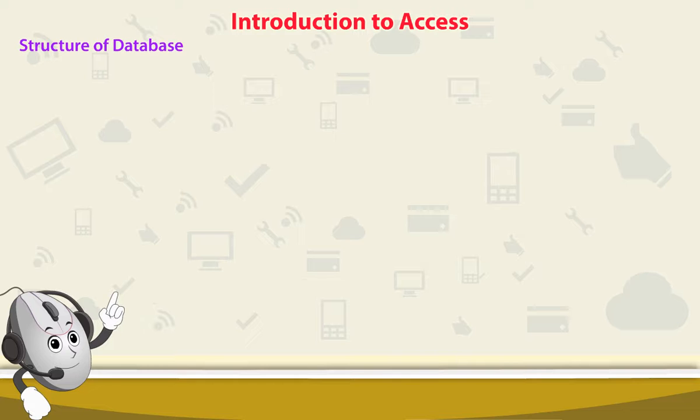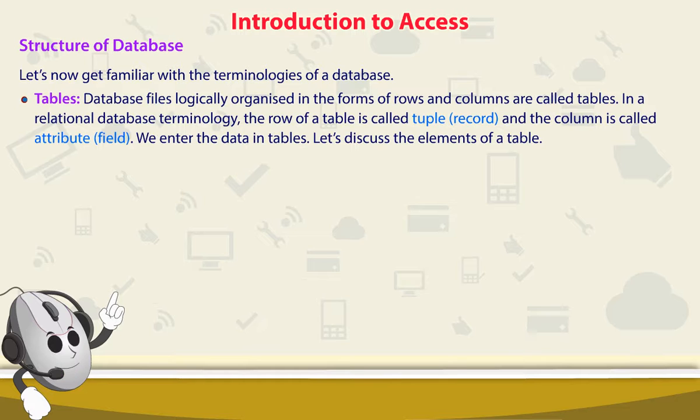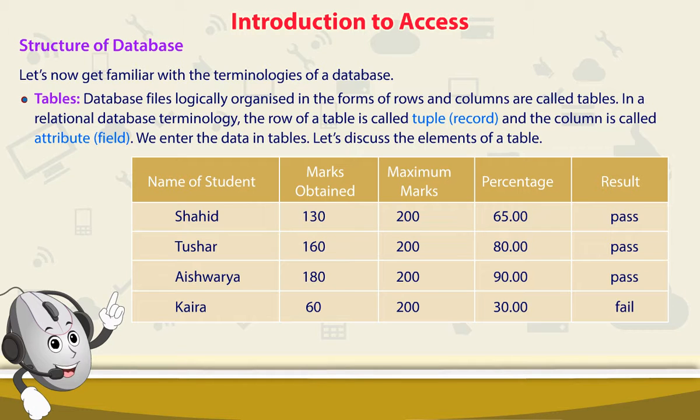Structure of database. Let's now get familiar with the terminologies of a database. Tables. Database files logically organized in the forms of rows and columns are called tables. In a relational database terminology, the row of a table is called tuple, record, and the column is called attribute, field. We enter the data in tables. Let's discuss the elements of a table.